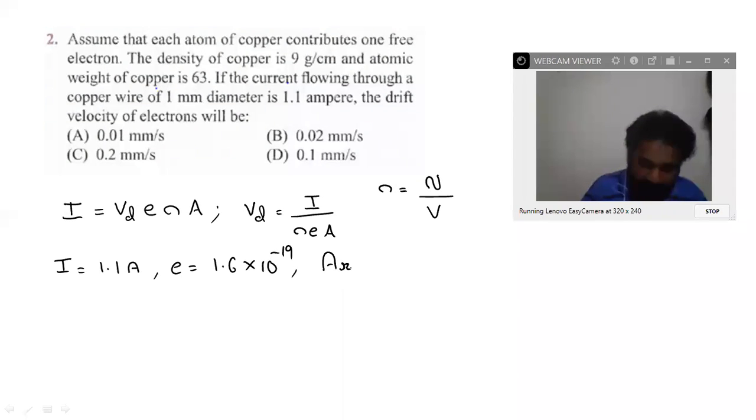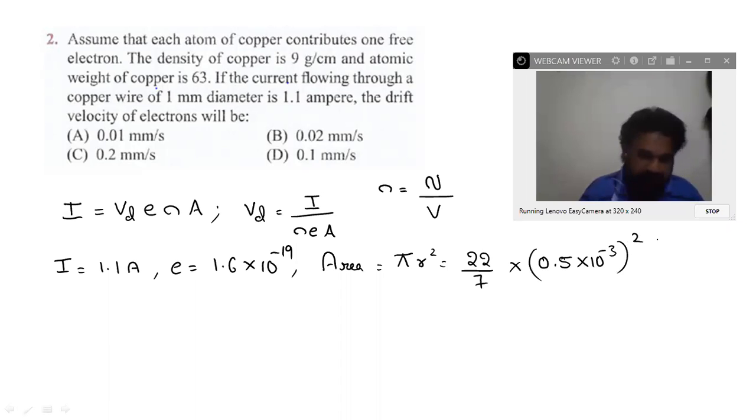And area can be found. Here 1 millimeter diameter is given. So area is pi r square. So this is going to be 22 by 7 or 3.14, directly we can take, it's all our wish, into, 1 millimeter diameter means 0.5 into 10 raised to minus 3 will be the radius, so its square. This is area.